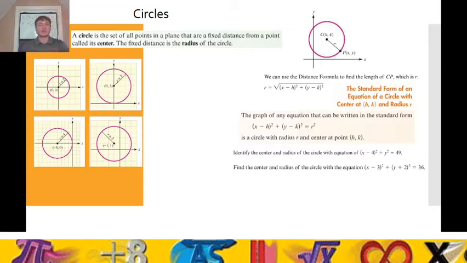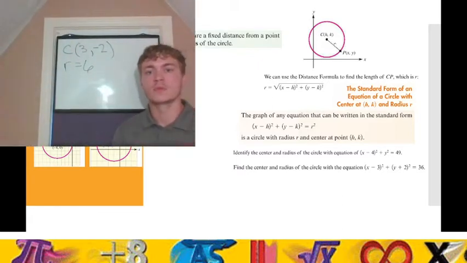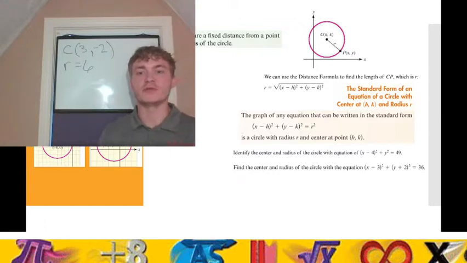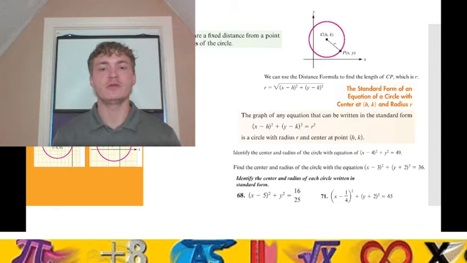So we'll open up the screen a little bit here. For the center and radius of the equation, squaring x minus 3 plus squaring y plus 2 equal to 36: center 3 comma negative 2 with radius equal to 6. For problems 68 and 71, if you would like to go ahead and pause the video now, you can work through these two examples.